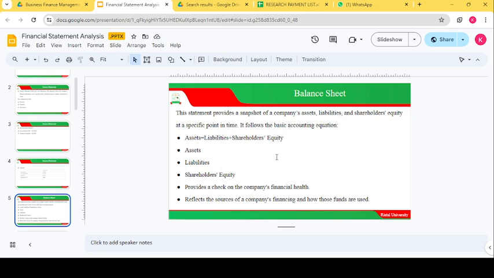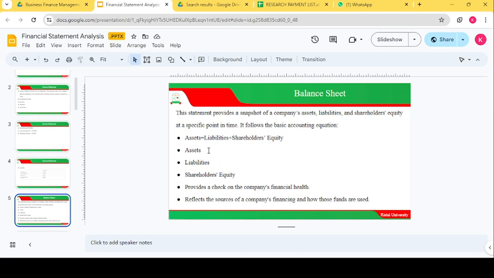So balance sheet, this statement provides a snapshot of a company's assets, liabilities, and shareholders' equity at a specific point in time. This one, balance sheet, has an equation which says assets is equal to liabilities plus shareholders' equity. So in your business, your total assets should be equal to the liabilities and the shareholders' equity. So what are assets?